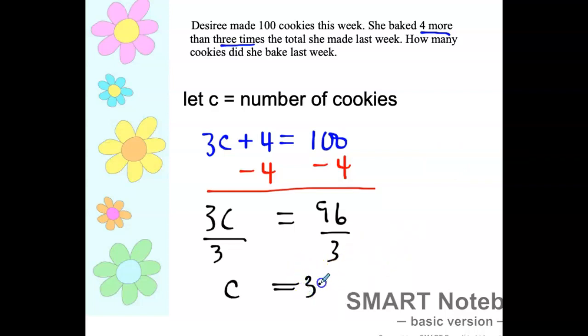What is this 32 now? We could say that there are 32 cookies baked last week. So how many cookies did she bake last week? She baked 32 cookies last week. All right, so there you go for problem number 1.